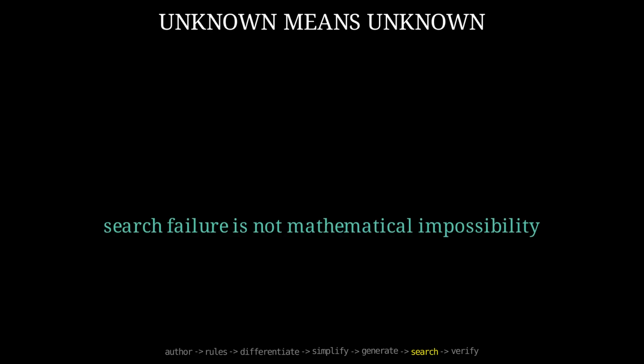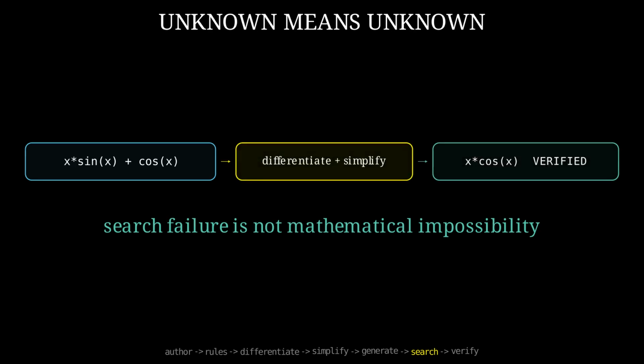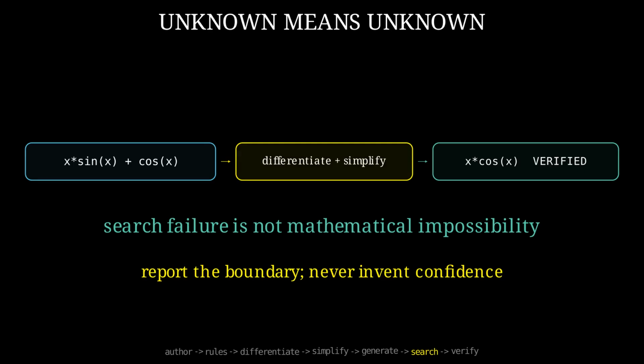Unknown is not a proof that no antiderivative exists. In fact, x times sine of x plus cosine of x passes our verifier for this integrand. A richer integration by parts strategy could find it. Honest software reports the boundary of its search language and budget. It does not turn failure to find into mathematical impossibility, and it does not invent a confident answer.